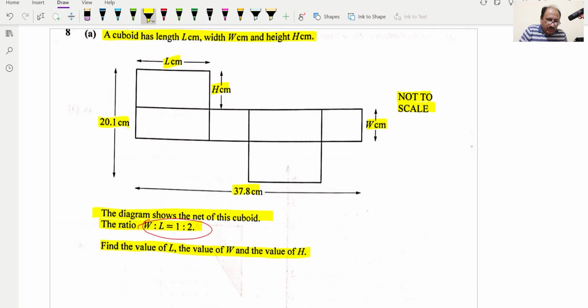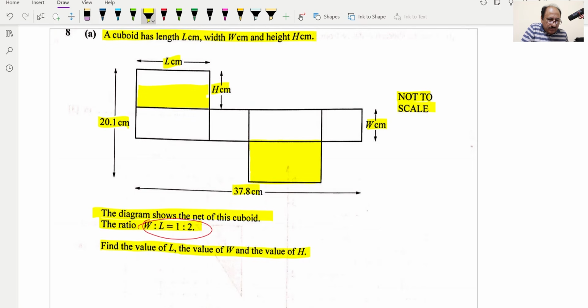So first of all, we need to understand that we can take this one as the bottom of the cuboid, and this one as the top of the cuboid.